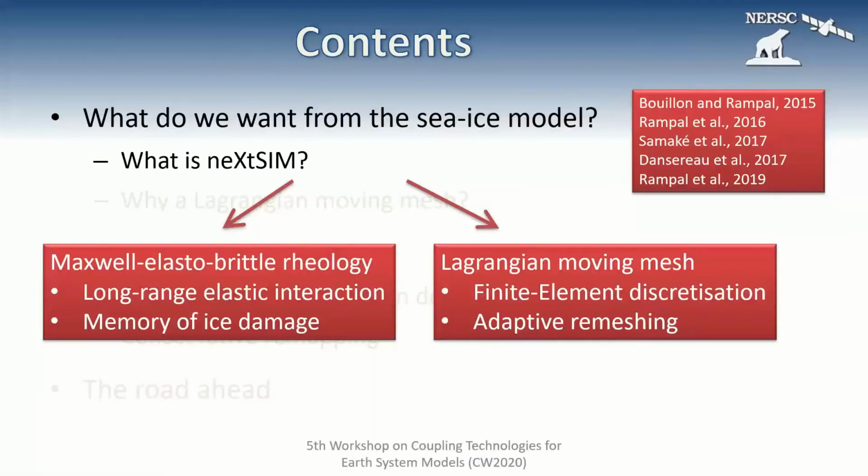So to get this effect, we use our homemade nextSIM model, the model that's being developed at NERSC. I think I can safely say that nobody else can do it quite as well as we can. And to capture these localized features, we use a different rheology from everybody else. We use a Maxwell elastobrittle rheology, and we use a moving mesh as well. So it's a finite element discretization of a mesh, which is then adaptively remeshed as it moves.